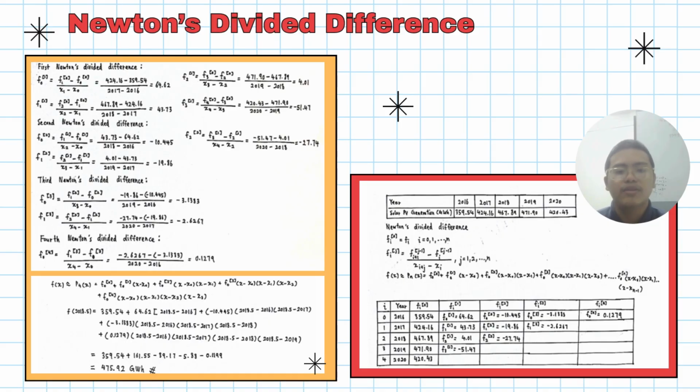Step 3, higher order divided differences. The second, third, and fourth divided differences are calculated using the previously obtained values. Each higher order divided difference captures more curvature in the data. From the calculation, we obtain the final fourth order divided difference coefficient.